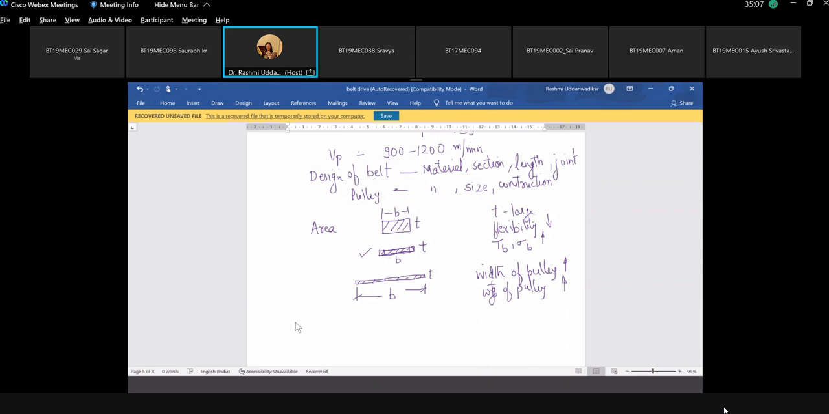Do you know what is crowning of the belt? What is crowning of the pulley, not the belt? Do you know what is crowning? Anybody?